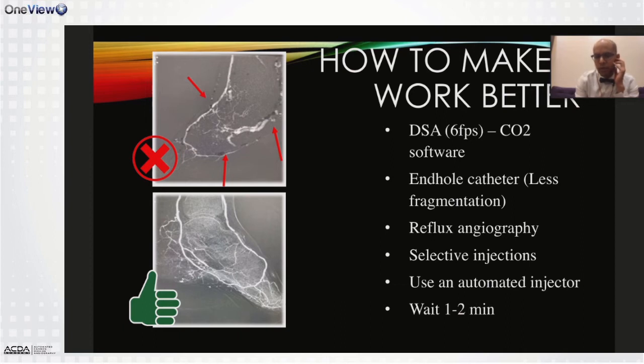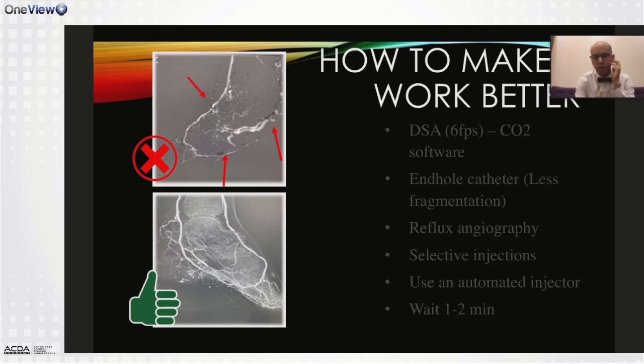You need to wait 1 to 2 minutes between injections to get the CO2 dissolved by the body. Whatever transient ischemia the patient has goes away. And if you're dealing with patients that have pulmonary hypertension, you need to make sure you actually increase the time, maybe 3 to 4 minutes, because you need the CO2 to wash out a little bit more.